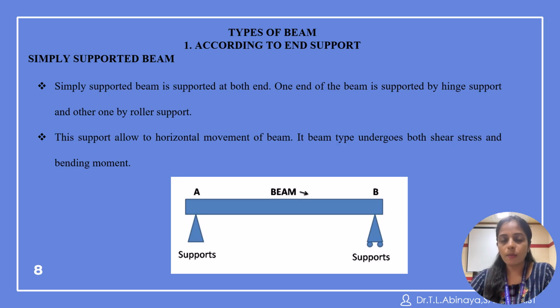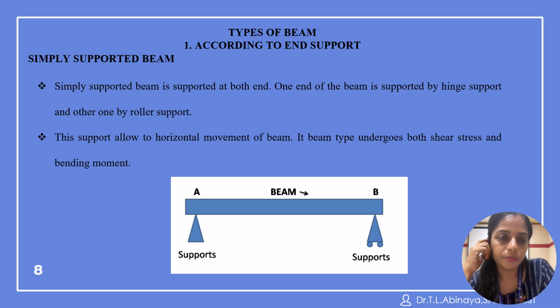Types of beam according to the end support. According to the end support, we can call this type the simply supported beam. You can see the simply supported beam is always shown with a triangle, and on top of the triangle the beam is supported. The simply supported beam is supported at both ends: one end of the beam is supported by a hinge support, and the other end is a roller support. The roller support is shown as a circle. This support allows horizontal movement of the beam. This type of beam undergoes both shear stress and bending moment.